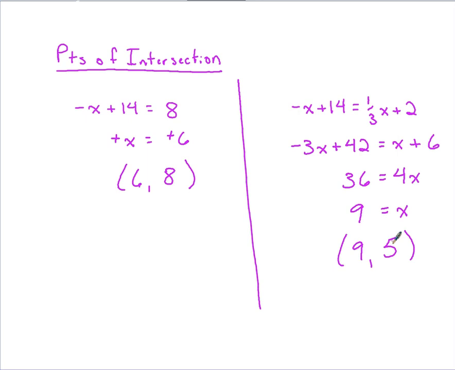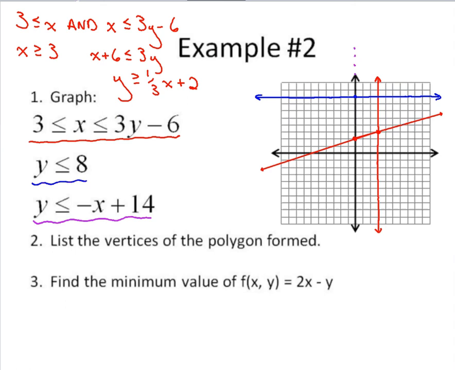So I'm going to plot these points now, 6, 8, and 9, 5. So let's see, 6, 8. And let's see here, this would be 4, 5, 6, 7, 8, 9, and 5. Looks like that matched up pretty well, didn't it? Line's going to go through there, through those 2 points.